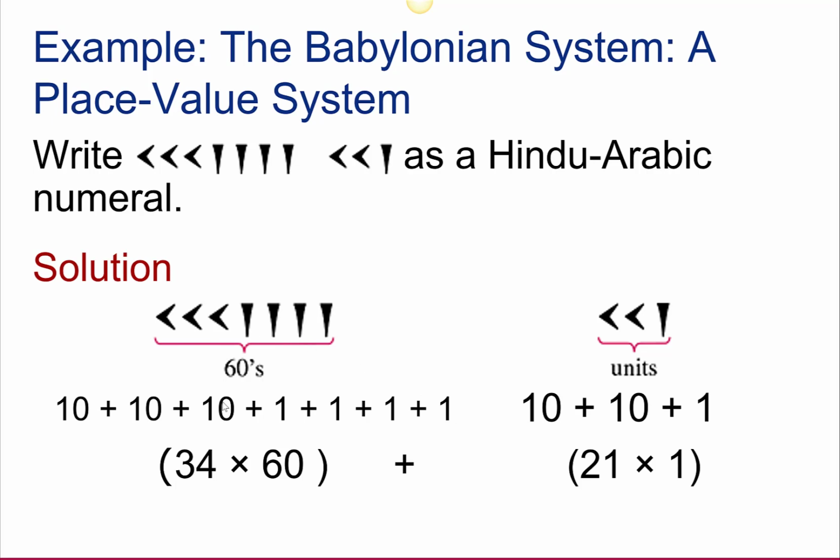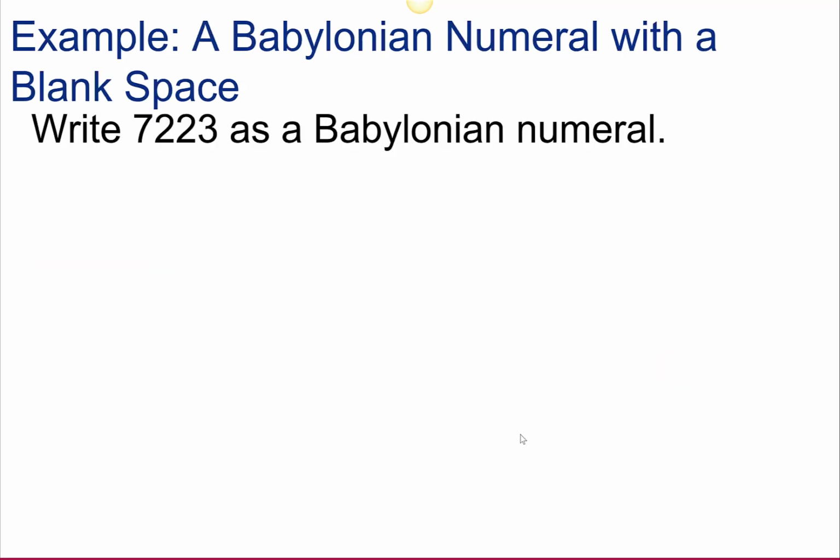Now this is worth 60, so we're going to multiply 34 by 60. This is worth 1, so 21 times 1. Multiply it and then add those together. So this represents 2061 in our system. Now we want to go the other way. We want to take 7223 to a Babylonian numeral.